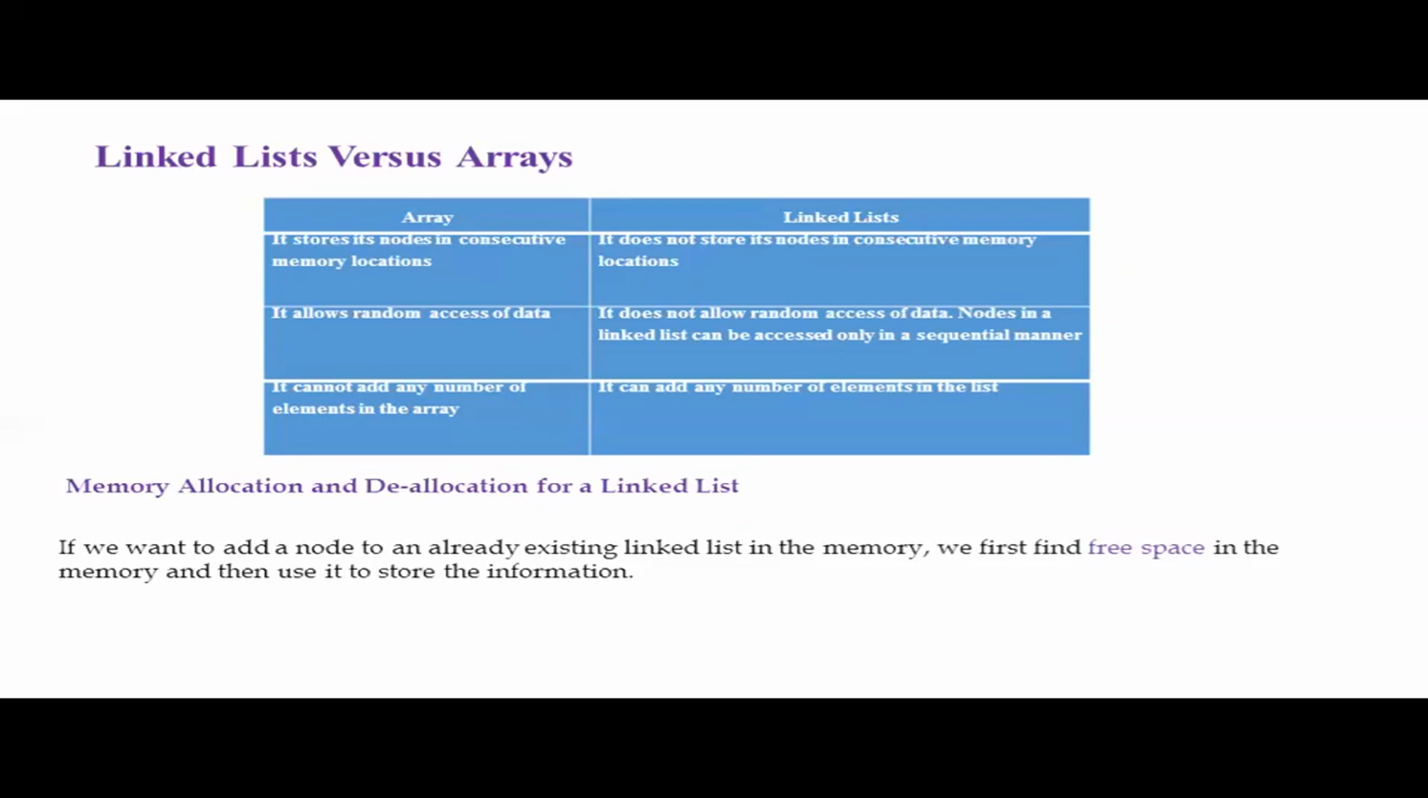Array-based implementation allows random access of data. That is, by specifying the index, you can access the data randomly in array-based implementation. For example, if A is the array name, A of 4 denotes the fourth element of the array A. So you can directly access the fourth element. You don't need to access the first element, second element, third element, and so on. You can directly access the fourth element in array-based implementation. But it is not true for linked list implementation.